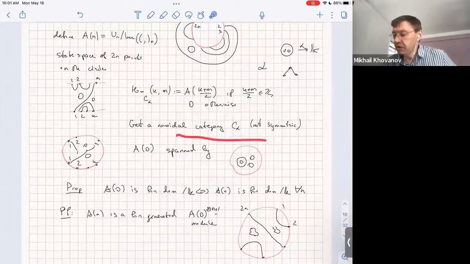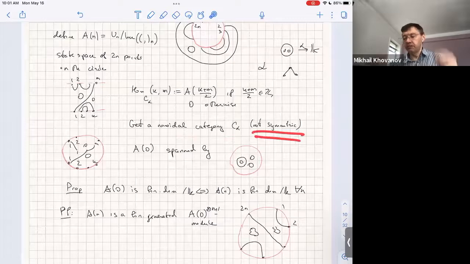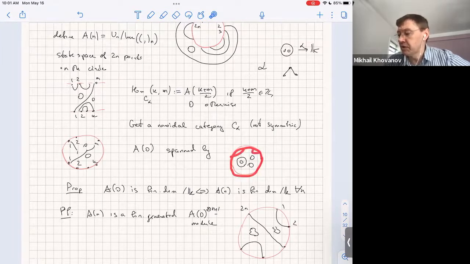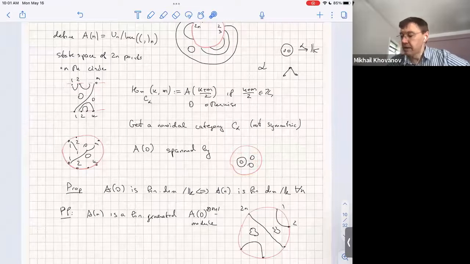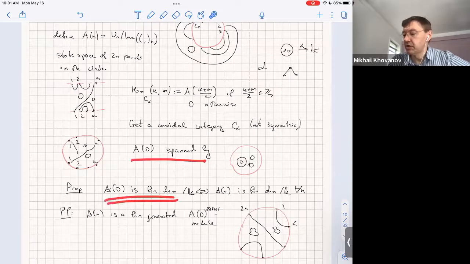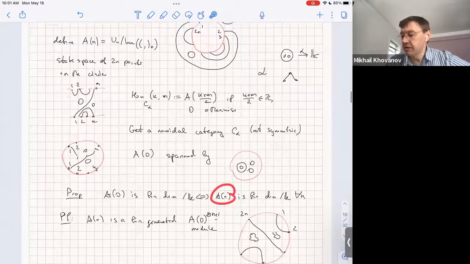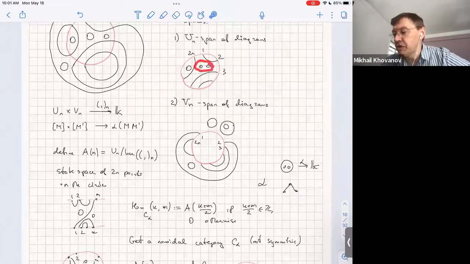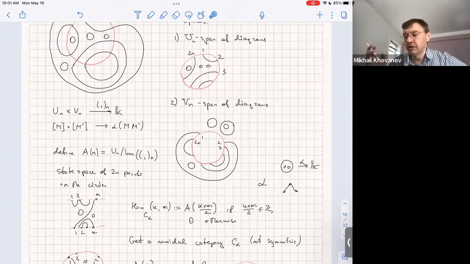So in this way we get a monoidal category. It's not symmetric because, well, we cannot permute things. The state space of no points is spanned by these nested diagrams of circles. No arcs, no endpoints on the boundary. And then you can check that this state space is finite dimensional if and only if for any n, any state space, let me scroll back, any state space for two endpoints is finite dimensional. Because if you know that in every region you can have at most a finite dimensional parameter space, that means that the whole setup is finite dimensional.